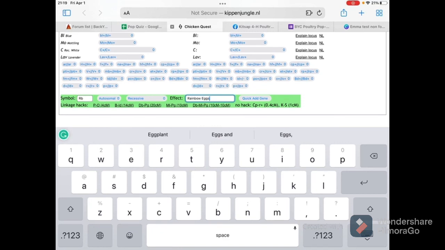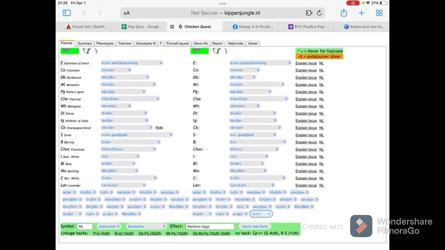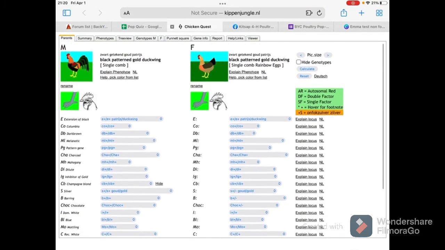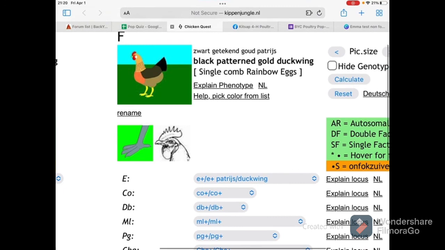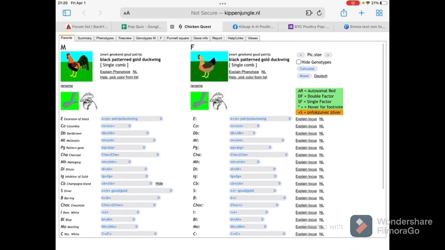And obviously, I'm not being serious. Like, you can't just create a gene. But if there's a gene out there that exists, and I don't expect any of us to be at that level, but you can quick add a gene. And if I say this, look, single comb rainbow eggs. And it was super easy.